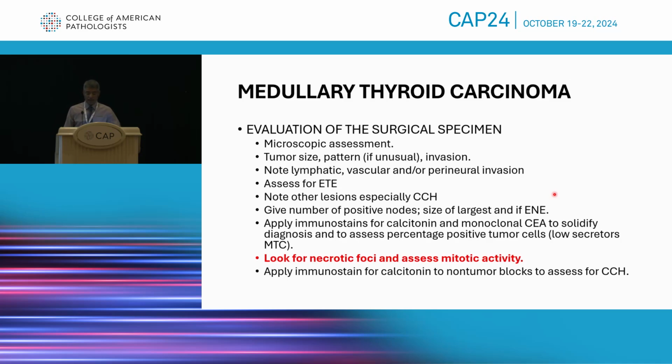Now, when you're looking macroscopically, one thing you should be looking for is foci of necrosis or increased mitotic activity, which has been brought in as a recommendation to grade these tumors as low grade or high grade based upon any of those criteria. That means necrosis or mitotic activity or even doing a Ki-67 proliferative index.